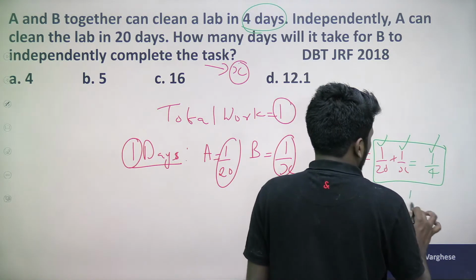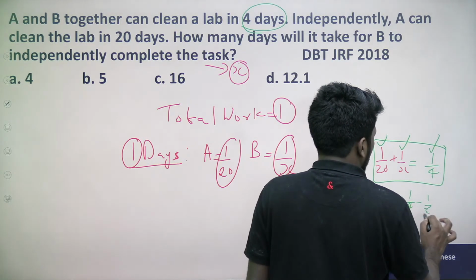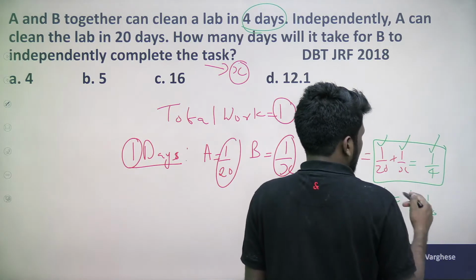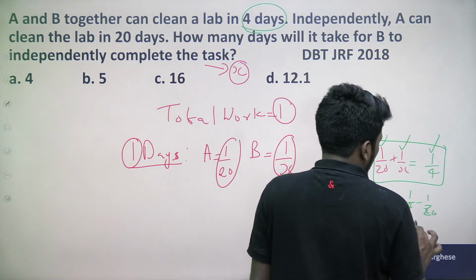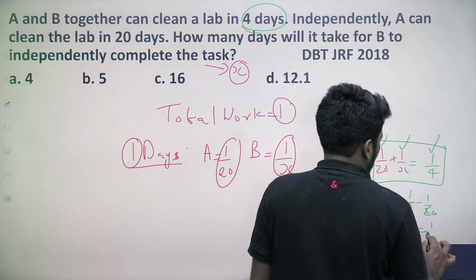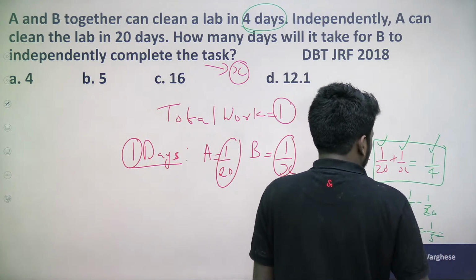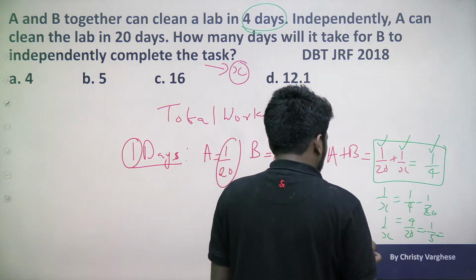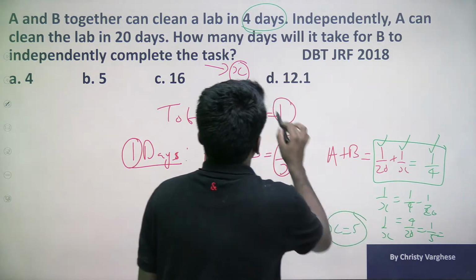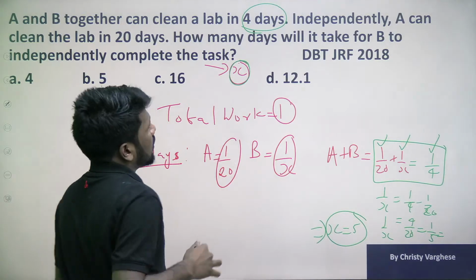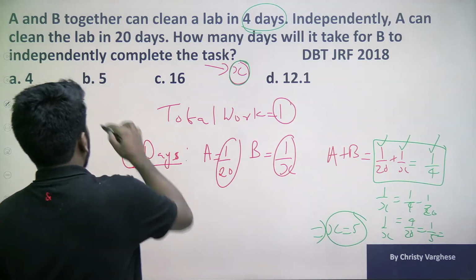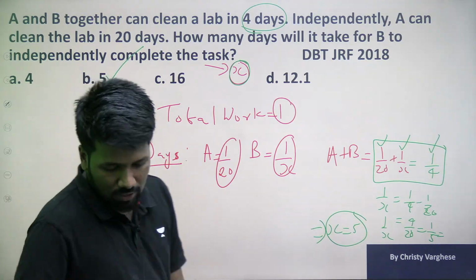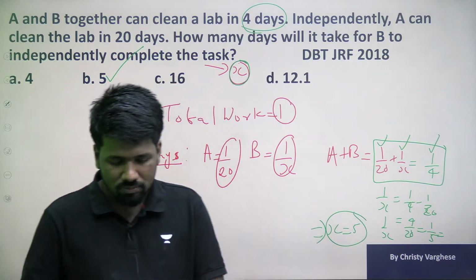1/X equals 1/4 minus 1/20. 1/4 minus 1/20 means 5/20 minus 1/20, which is 4/20. 4/20 is 1/5. That means 1/X is 1/5, so what is X? X is 5. What is X? X is the time taken by B to complete the work. That means 5 days are needed to complete the work. This is how work and time problems are done.